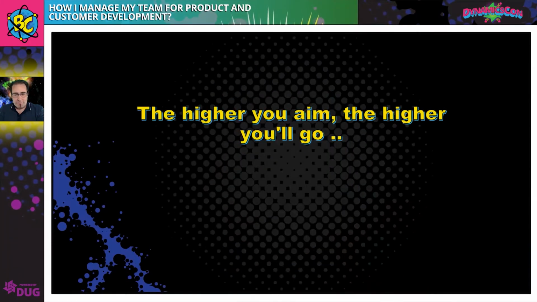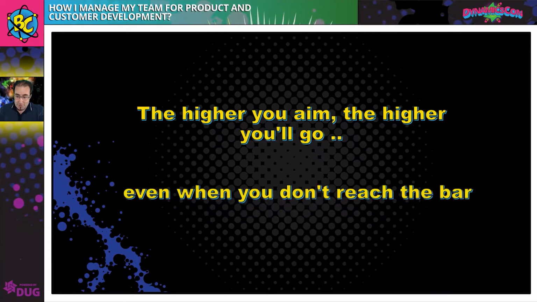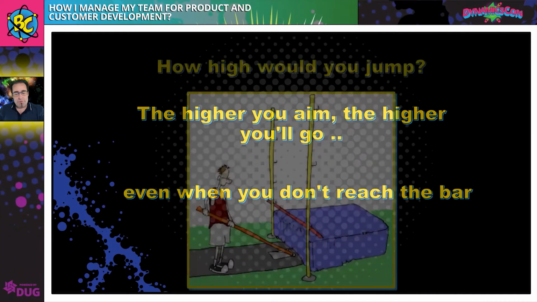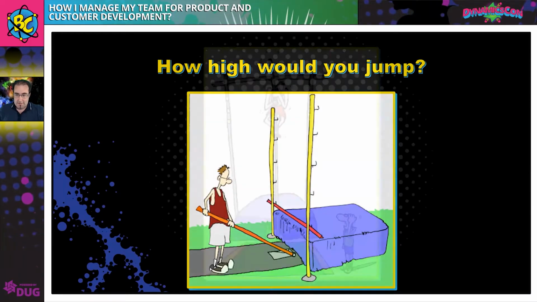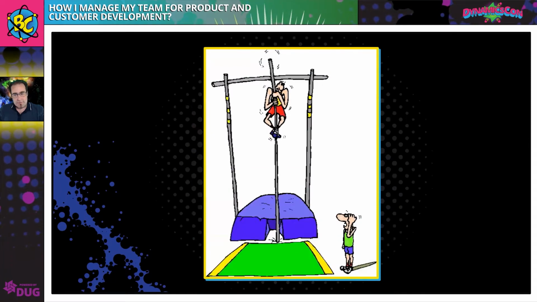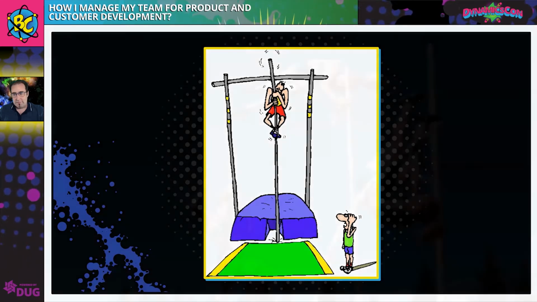So another vision: the higher you aim, the higher you'll go. Even when you don't reach that bar, just think about it. If you put the bar this low, do you really think this jumper will jump as high as he can? No, he will jump just over that bar and that's it. So if you put the bar as high as possible, then at least you are aiming for the maximum potential of a certain jumper in this case, or developer, right? That is the idea.